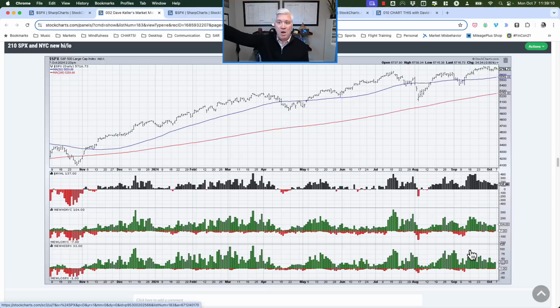The metas are still breaking out, but a lot of things that have been making new 52-week highs are no longer doing so. And that often is a concerning development toward the end of the move.